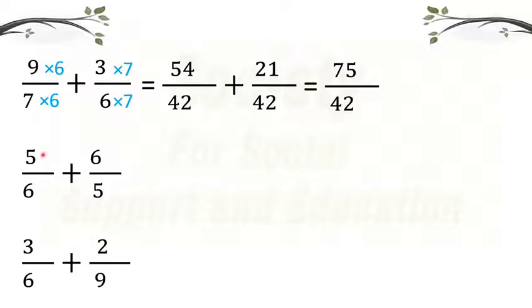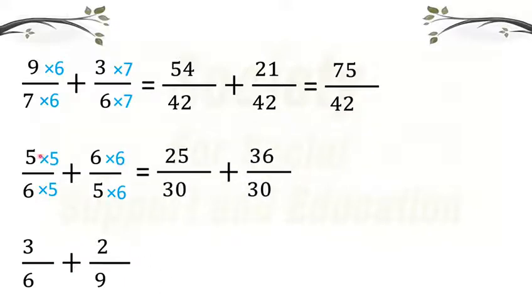The second one, 5 over 6 plus 6 over 5. There's no number I multiply by 6 that gives me 5. Also, there's no number I multiply by 5 that gives me 6. So I multiply the denominators by each other. 6 times 5 and 5 times 6. When I multiply down by 5, I have to multiply up also by 5. When I multiply down by 6, I have also to multiply up by 6 to obtain equivalent fractions.